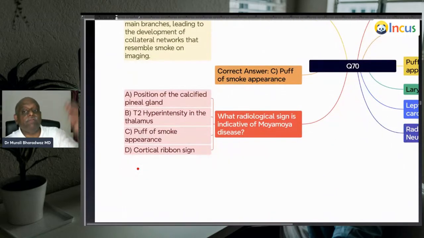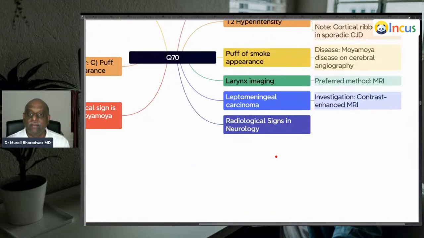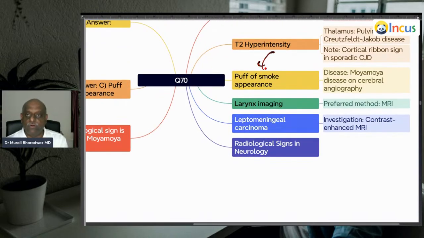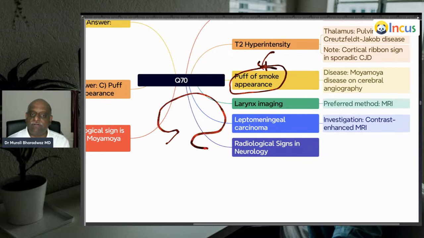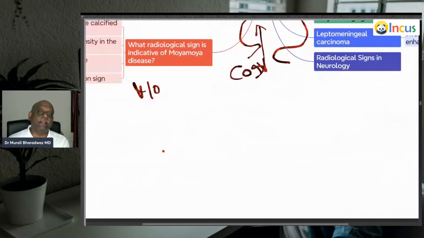What are the radiological features in moyamoya? So in moyamoya disease, if you do cerebral angiography, it looks like a puff of smoke is rising the moment you pass the contrast. It's called the puff of smoke appearance in moyamoya.